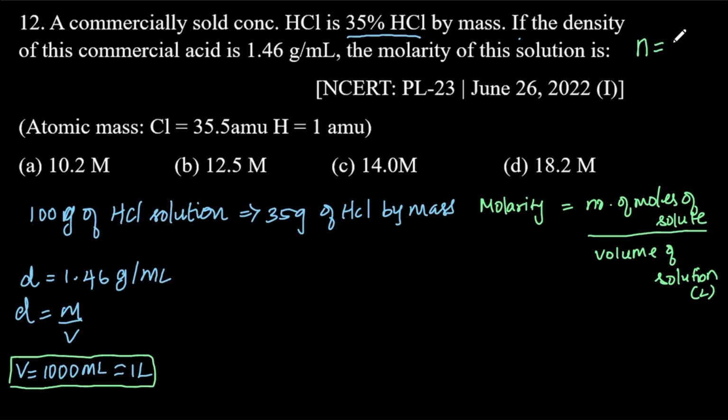Number of moles formula is given mass by molar mass. So given mass is the mass given in question. But in question, there is no specific mass for this condition, so we have to find this given mass. First, let us find the molar mass of HCl.